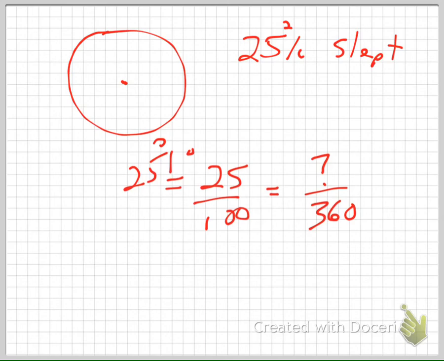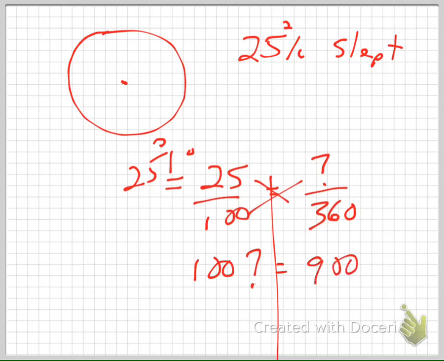You can't cross cancel, but you can cross multiply. You just cross multiply and go, 100 times question mark equals, what is 25 times 360? Write it down. Type it in for me. What is 25 times 360? 9,000. Right? Does that make sense?